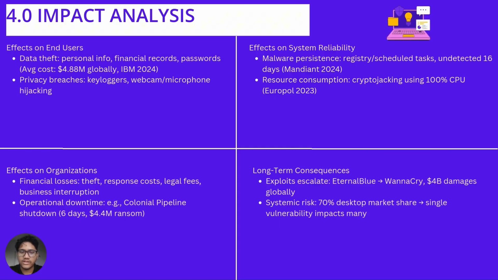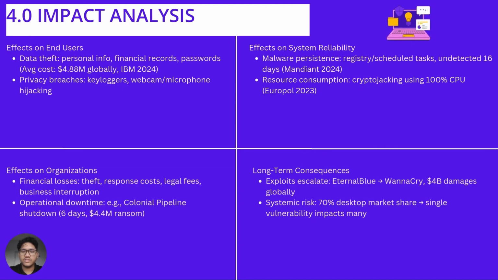Finally, let's look at long-term consequences. First, vulnerabilities can escalate over time if they are not addressed. For example, the EternalBlue exploit was later used in the WannaCry ransomware attack, which caused over $4 billion in damage worldwide. Second, there is a systemic risk due to Windows dominance in the desktop market, with around 70% market share. A single vulnerability can affect millions of systems and disrupt entire supply chains.